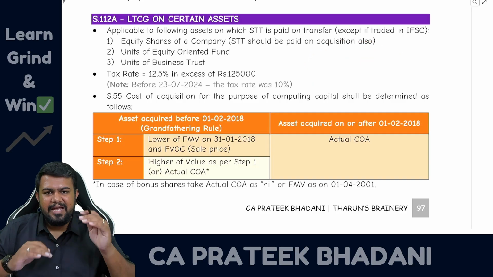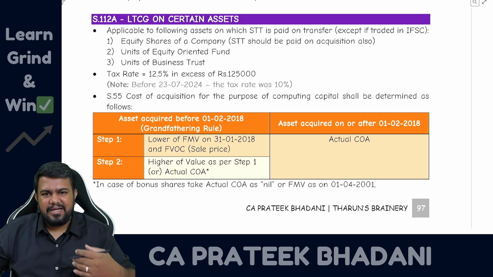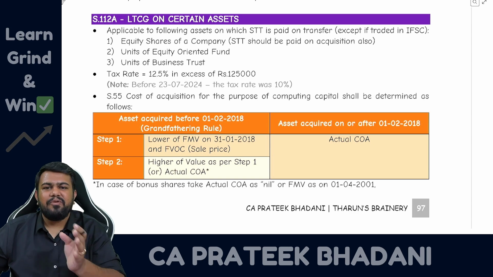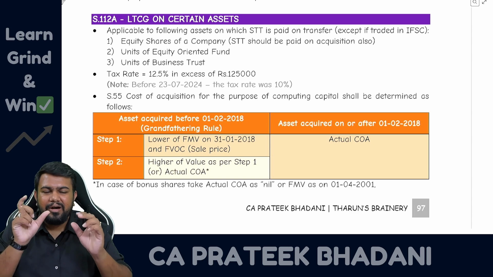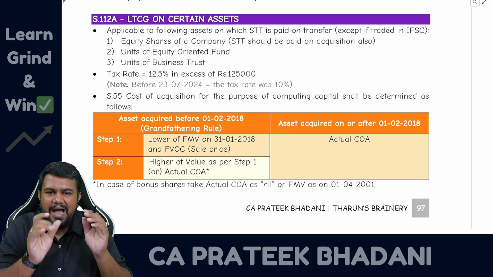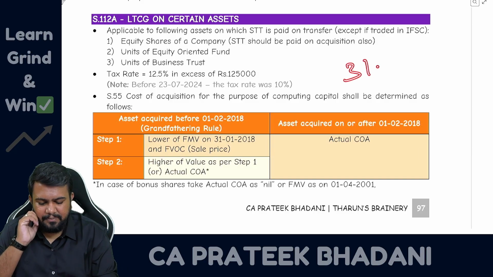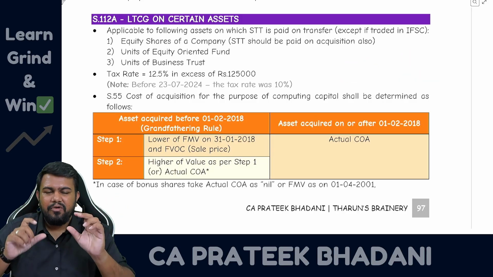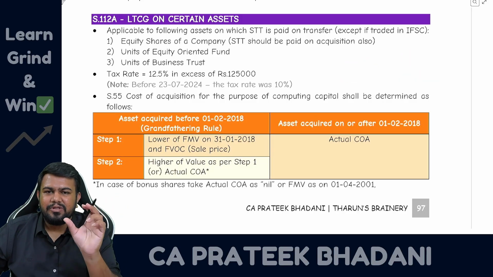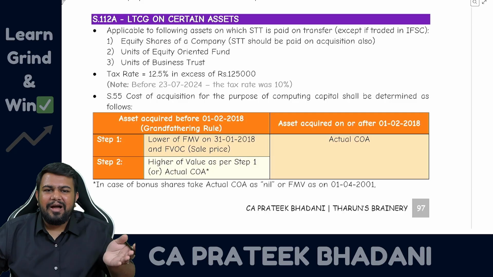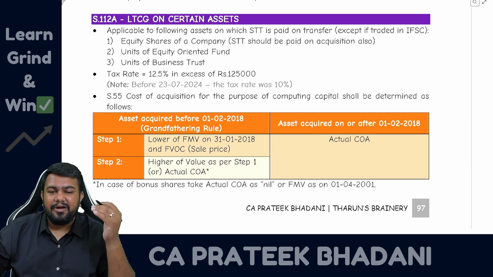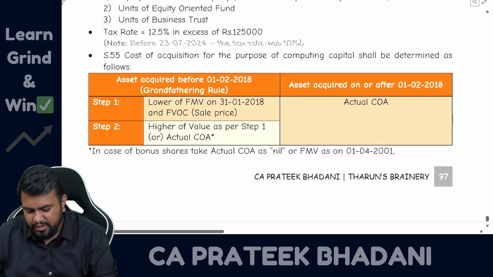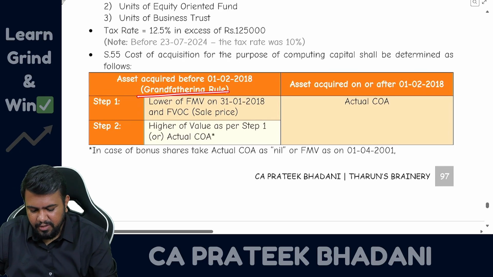That is why if I have purchased any shares on or before 31/1/2018, whatever capital gain I have earned up to 31/1/2018 will always be tax free. So whatever profit is there up to 31/1/2018, you have to include it in the cost so that it becomes tax free. So how to find out the cost? Using the grandfathering rule.